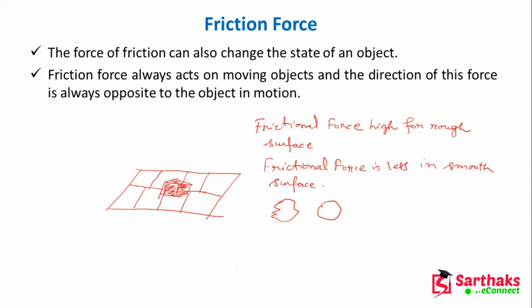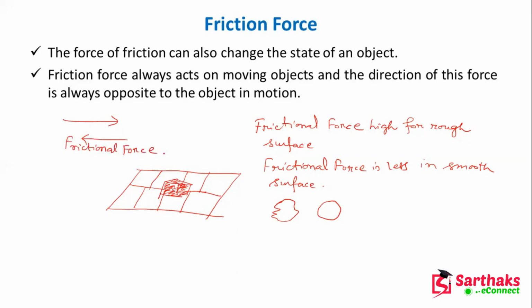So frictional force is always acting on the moving objects, and the direction of this force is always opposite to the object in motion. Suppose one object is moving in this direction, the frictional force will be acting in this opposite direction.